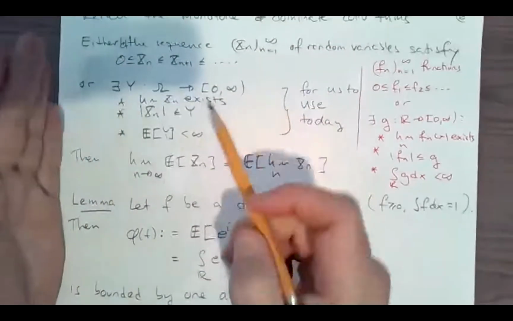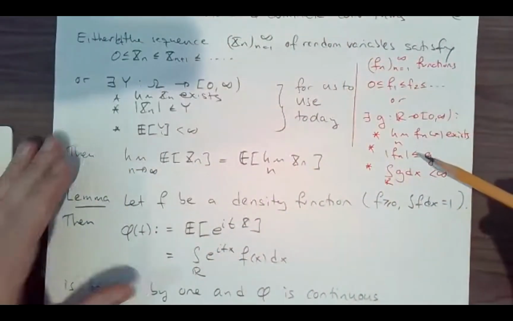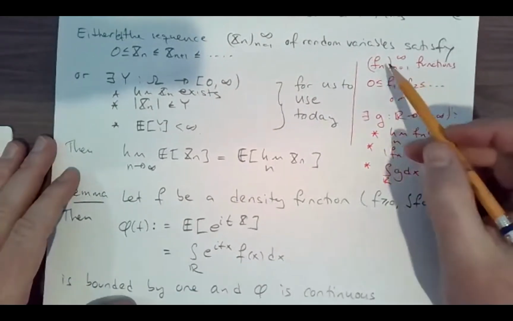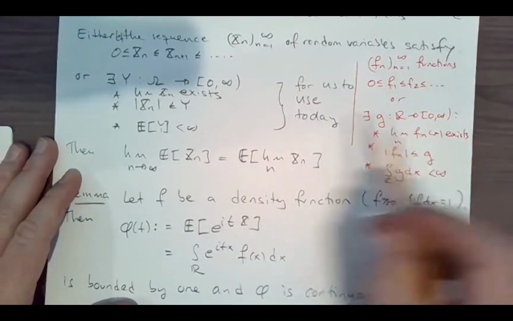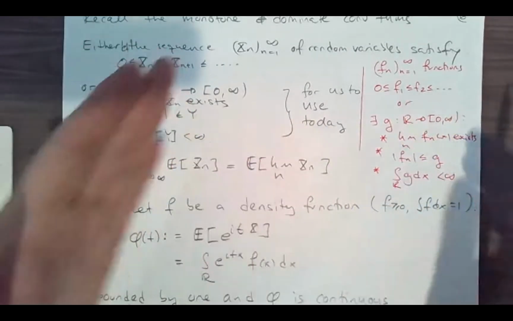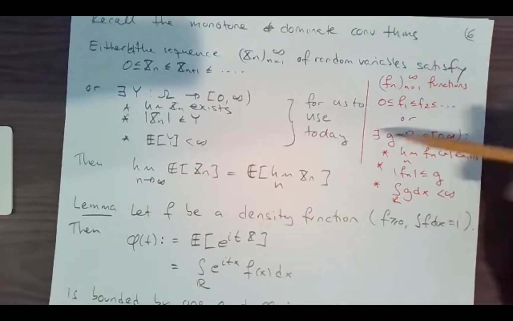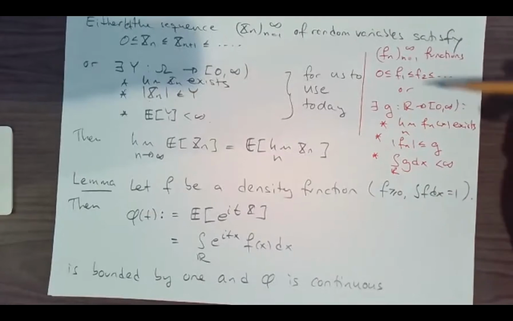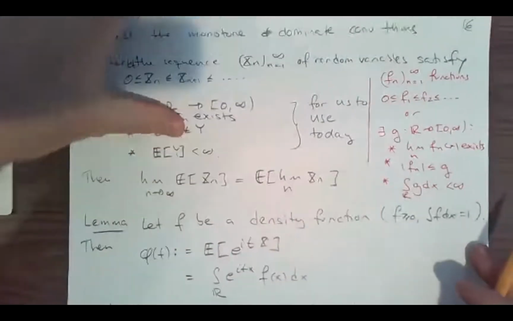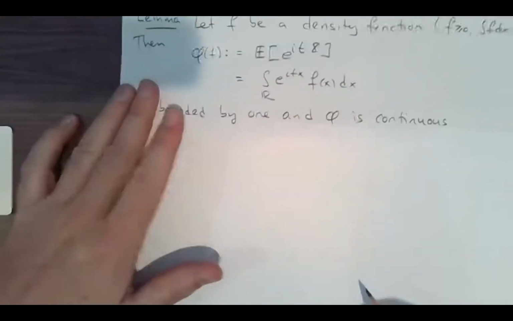So on the left-hand side, I'm working with random variables. On the right-hand side in red, I have the same statement, but for functions instead of random variables. Here, these functions have domain R, and over here, the random variables have domain omega. So there are versions of the monotone and dominated convergence theorems for both cases, and we're going to use the one in red to prove the theorem down here. How would one go about proving the lemma?